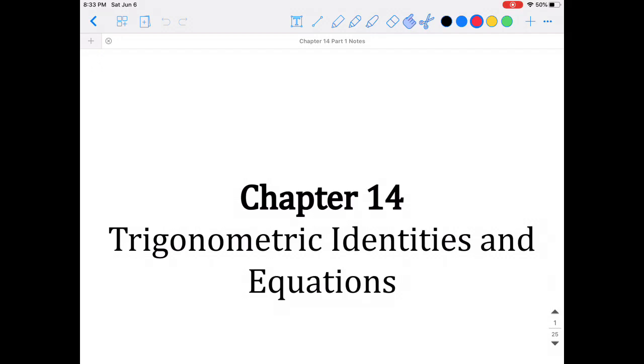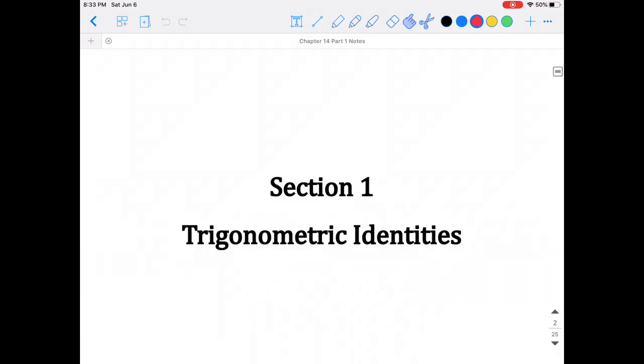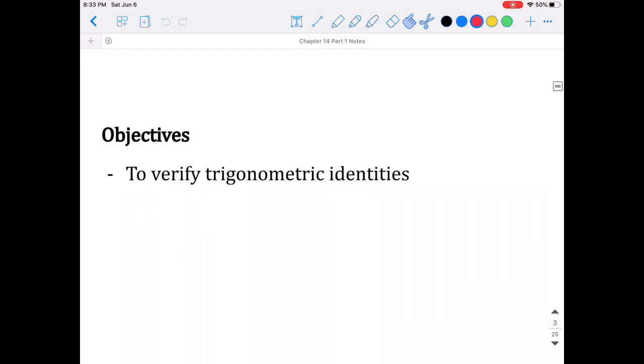It is a little bit trickier, so maybe now you're a little happier that we might not be able to have a test. But just so you know, for timing, this is the last chapter that we're going to go over for this school year. And section 1 is trigonometric identities. Our objective for this section is to verify trig identities.